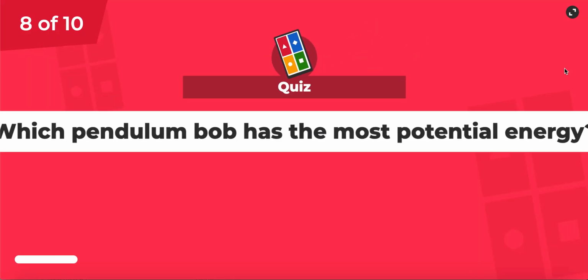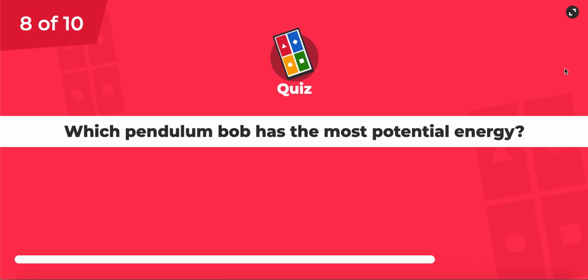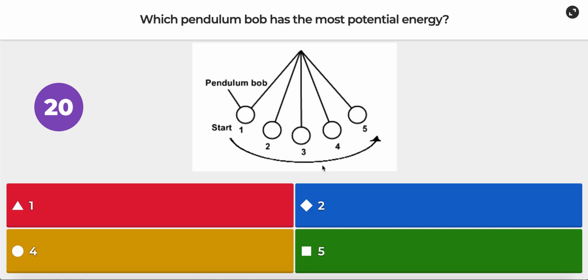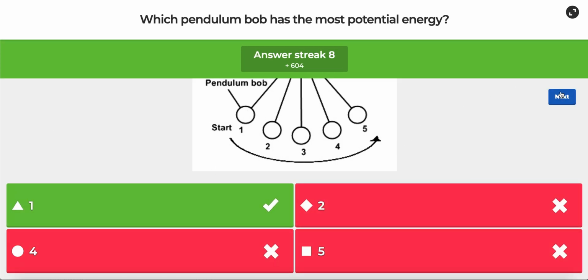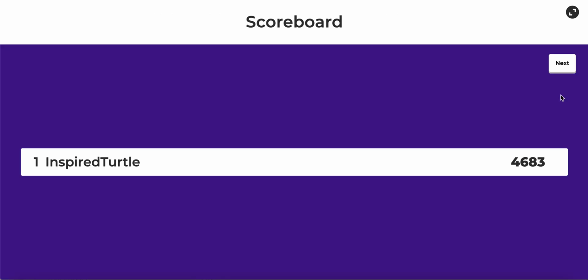Which pendulum bob has the most potential energy? So in this case, potential energy is going to be related to height and gravity. So you need one of the highest pendulum bobs. So it's either 1 or 5. But since 1 is where it starts, this is going to lose some energy as it travels just due to air resistance. So 1 is actually higher than 5, meaning it has the most potential energy. Alrighty, next up.